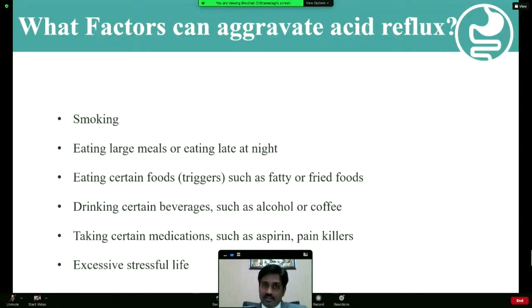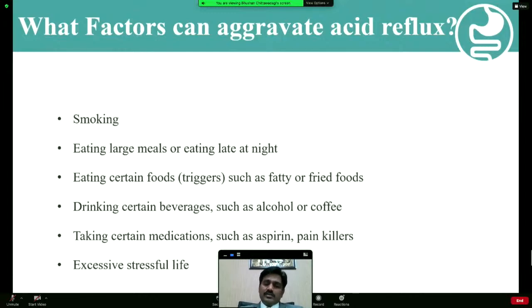Now we have to see what exactly aggravates things. We see that acid reflux, or the aggravation in acid production, is more in those who smoke, those who have large meals, or especially eat very late at night. There are also some trigger foods which stimulate the formation of acid, such as fatty or fried foods, and certain drinks such as tea, coffee and caffeine products, and certain medications, especially painkillers like diclofenac, which we call NSAIDs, as well as aspirin.